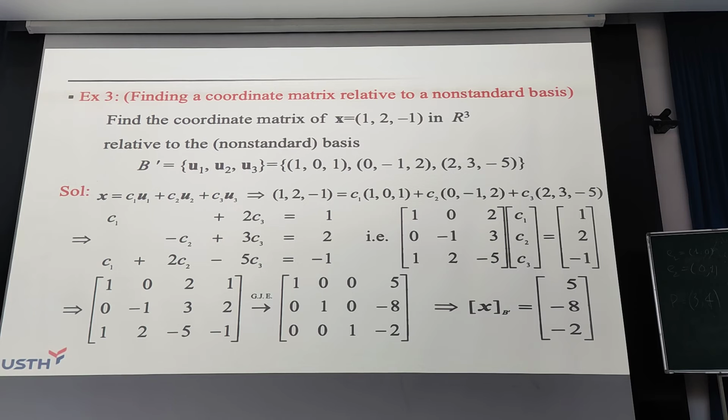So the coordinate depends on the basis. If we take another basis, you will have another coordinate. That is what we are going to study after the break. So we have a break now.